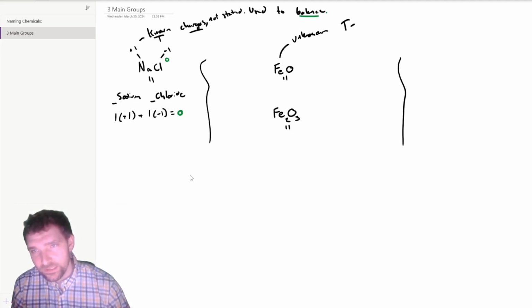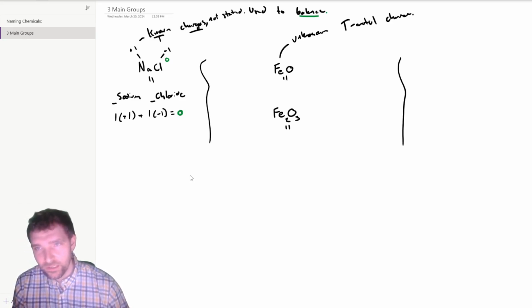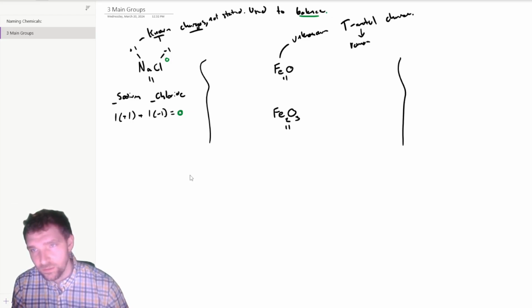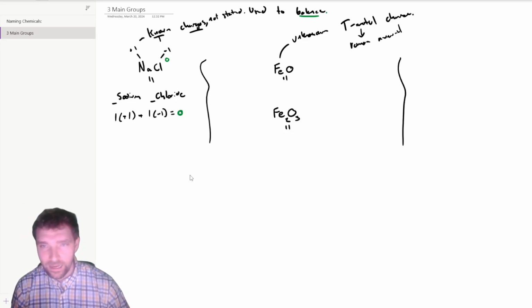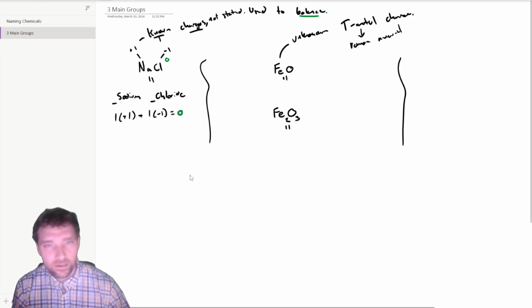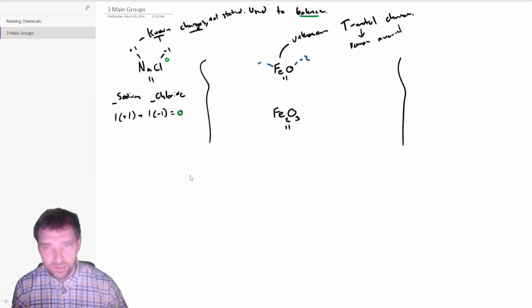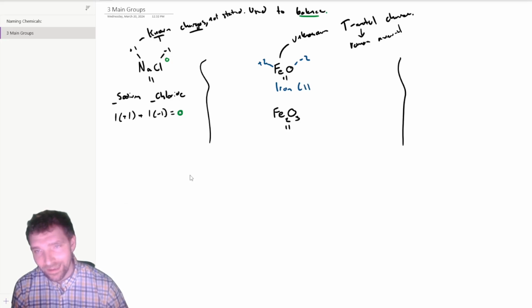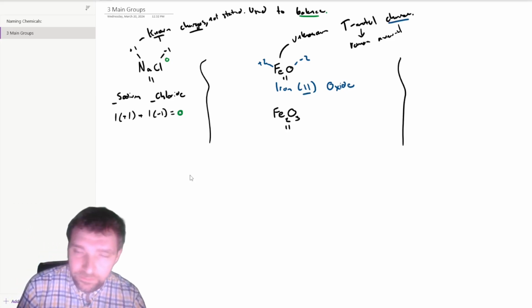So for any transition metals, you need to say what the charge is, and that's going to be a Roman numeral. So if we have iron with an oxygen here, I know that the oxygen should be like a -2 charge, and it looks like there's only one of them, so this is going to have to be a +2 charge. So this would be called iron II oxide. So the II is referring to the charge here.